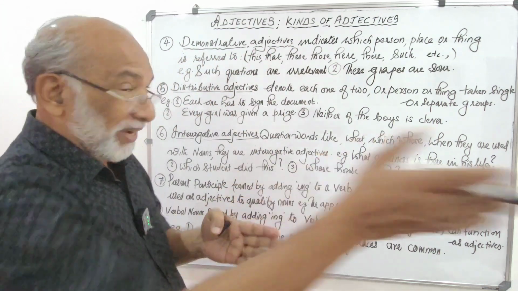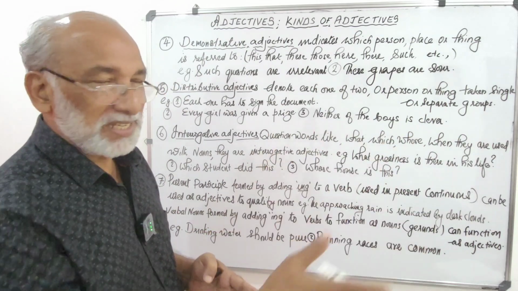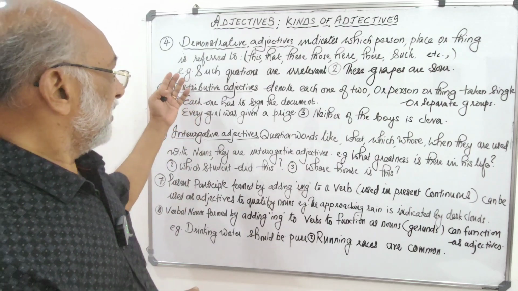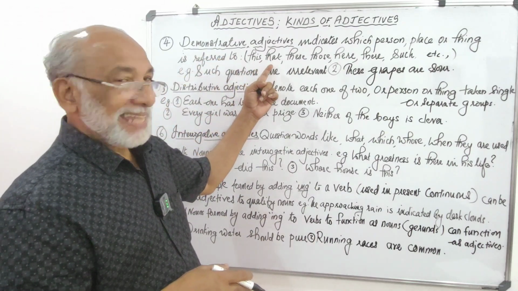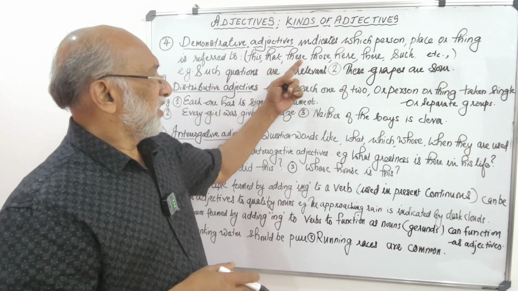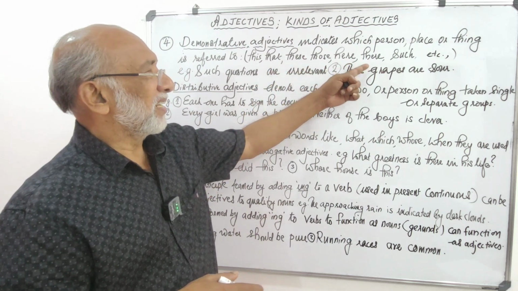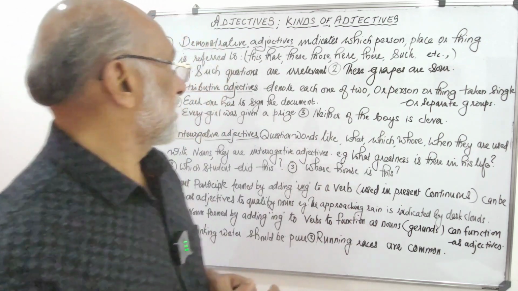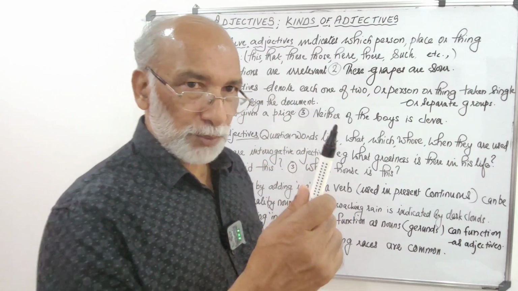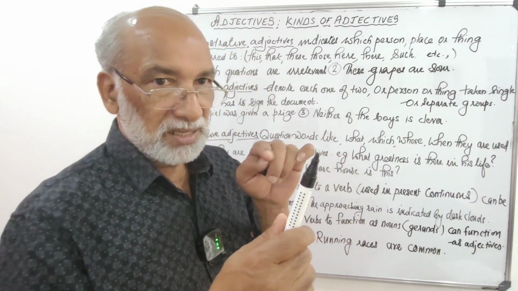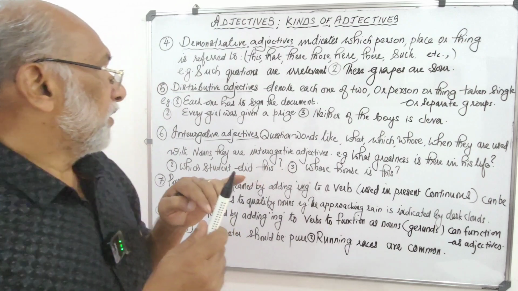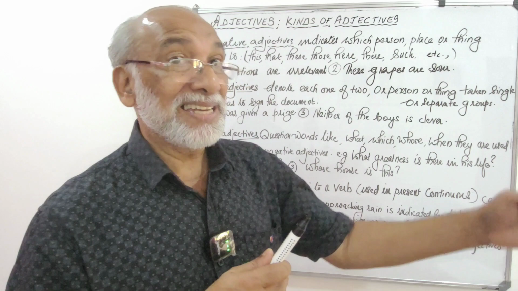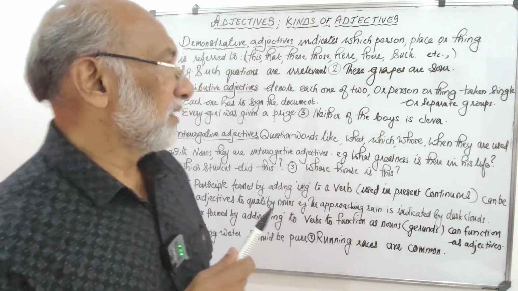Demonstrate means to point out something. Okay, which person, which place or which thing. For example, this, that, these, those, here, there, such, etc. are demonstrative adjectives. This pen is mine. I am pointing out that this pen is mine. And that one, when we point out something at a distance, okay, we say that man is my friend.